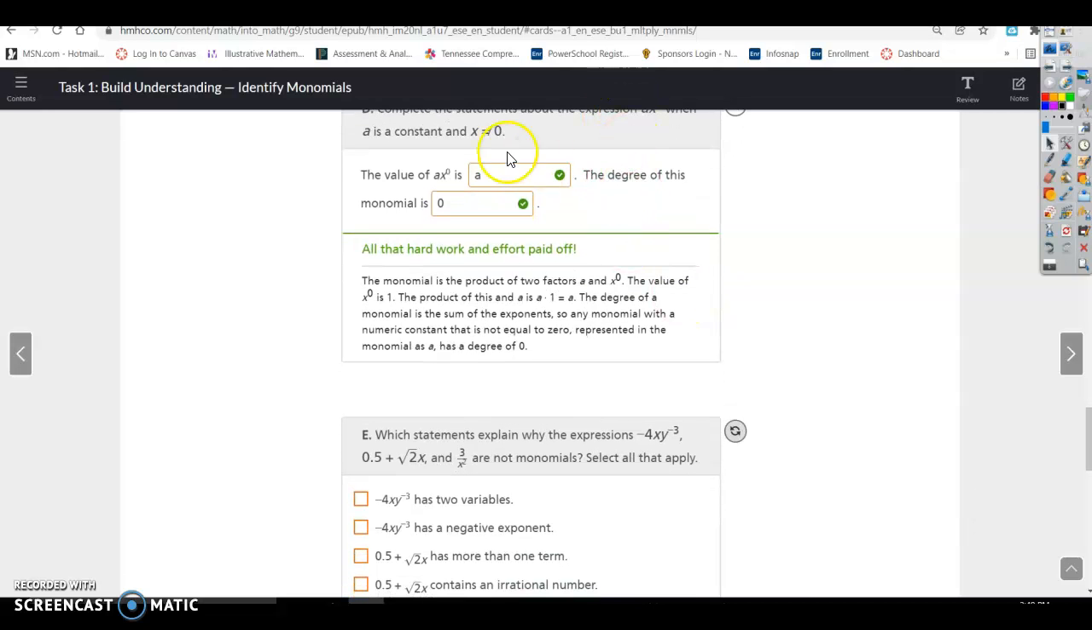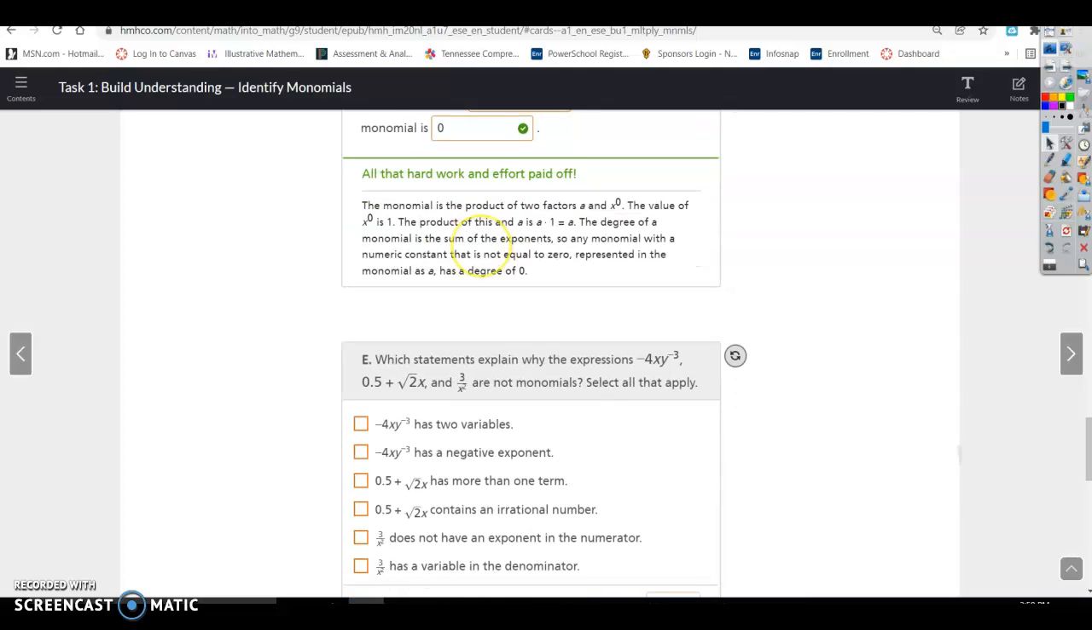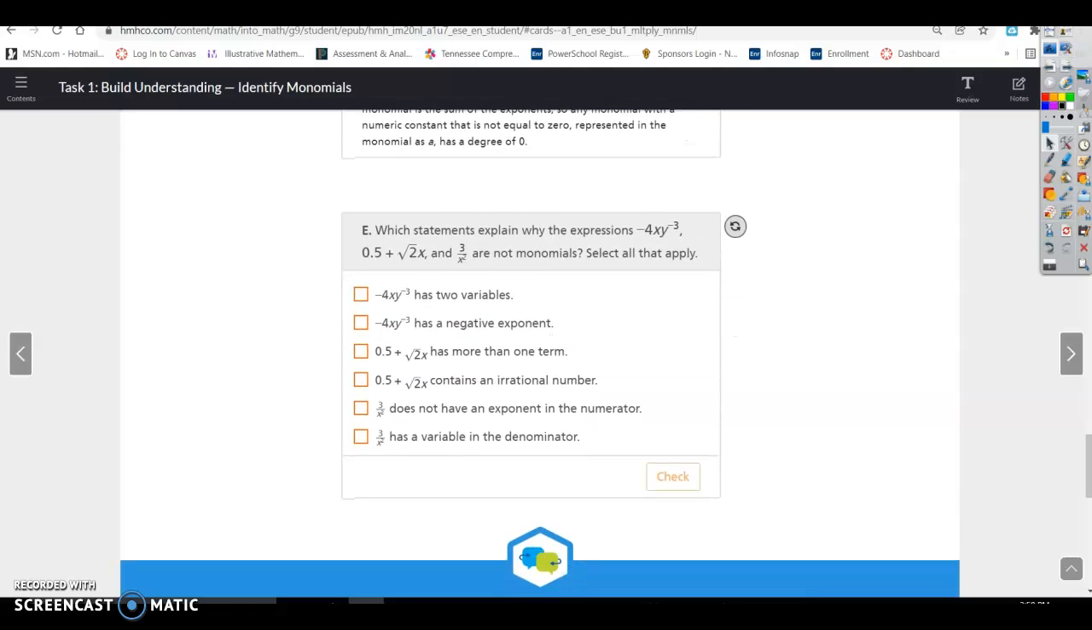Remember, the degree comes from the exponent, or the sum of exponents if there's a product of variables that have exponents. All right, so which statement explains why the expressions negative 4xy to the negative 3, 0.5 plus square root of 2x, and 3 over x squared are not monomials? Select all that apply. Well, this one has a negative exponent. So the negative exponent is the first one.